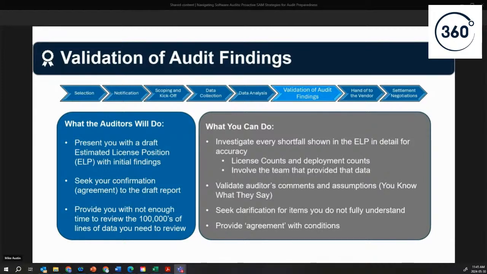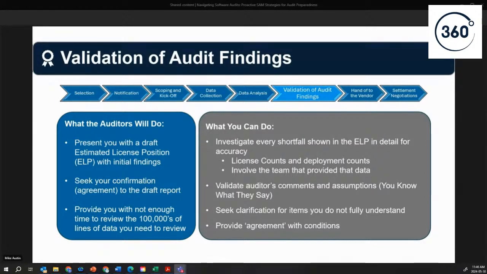A small customer could have hundreds of thousands of rows of data. You think about it: user-based licenses, all employees, every product in a single tab. There are hundreds of thousands of rows, tens of thousands even in the smallest ones. We've seen audits of over 1 million rows of data that need to be reviewed.